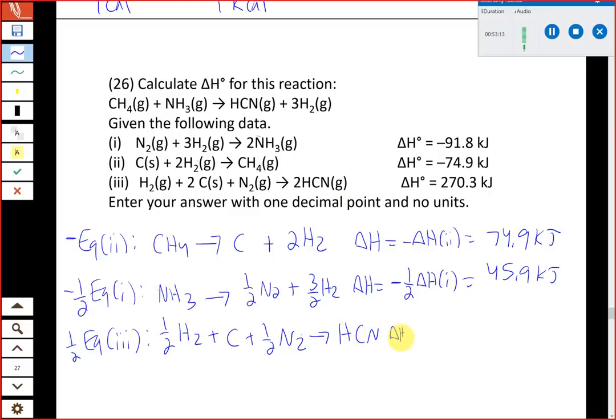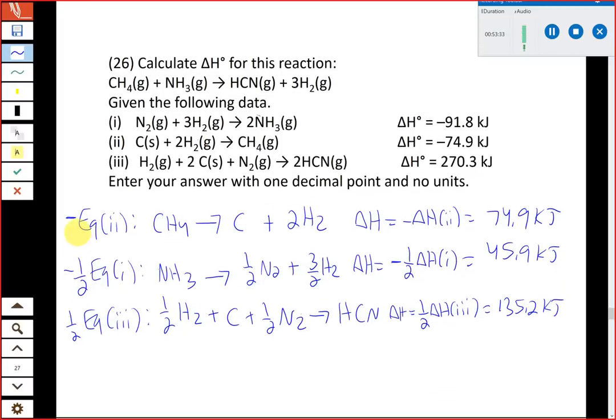Then for the delta H of this, we just multiply the whole delta H by 1/2 for the third equation, not changing the sign in this case because we didn't change the order of the reactants and products. So we multiply that by 1/2 and we get 135.2 thereabouts kilojoules. All right, so those are the three modified equations.